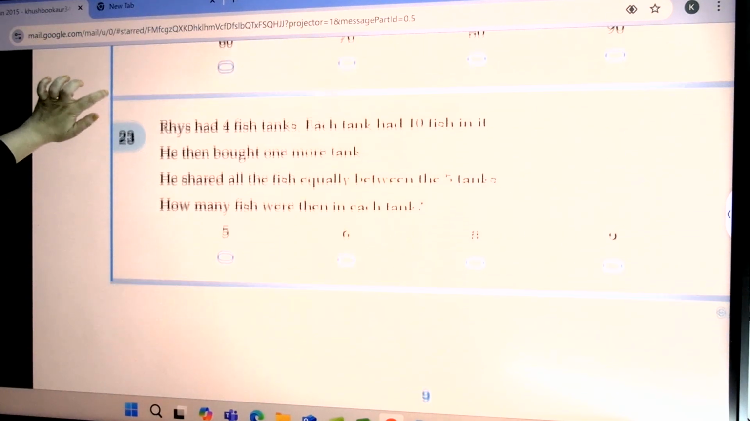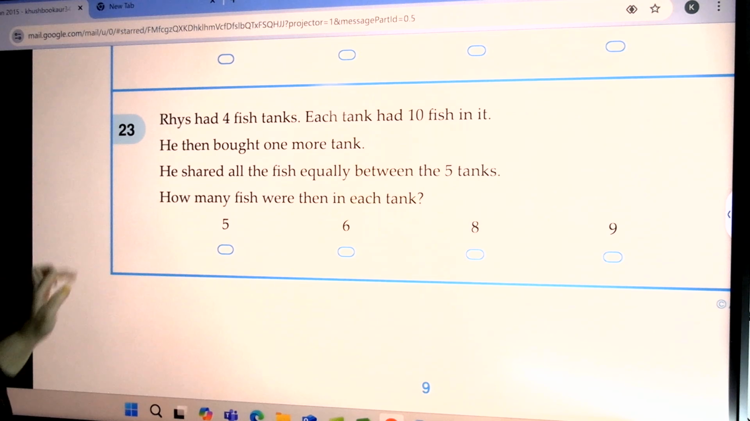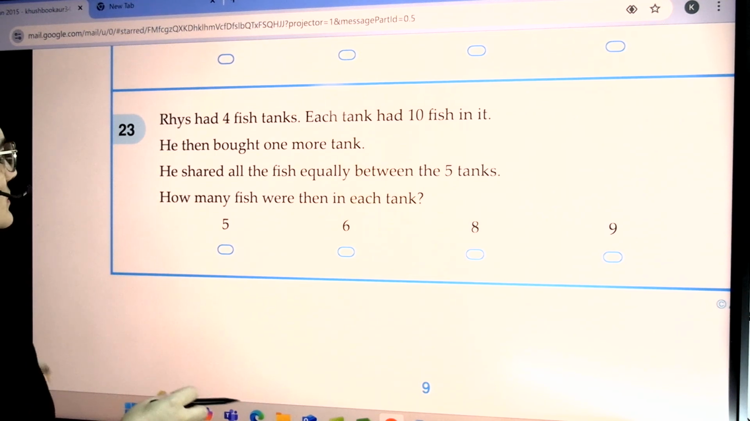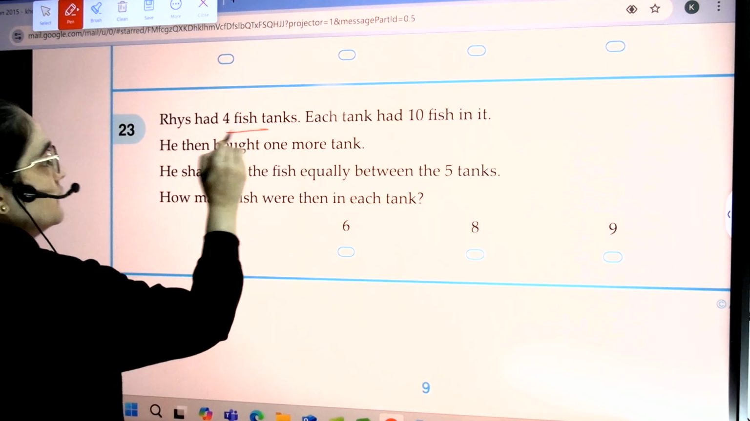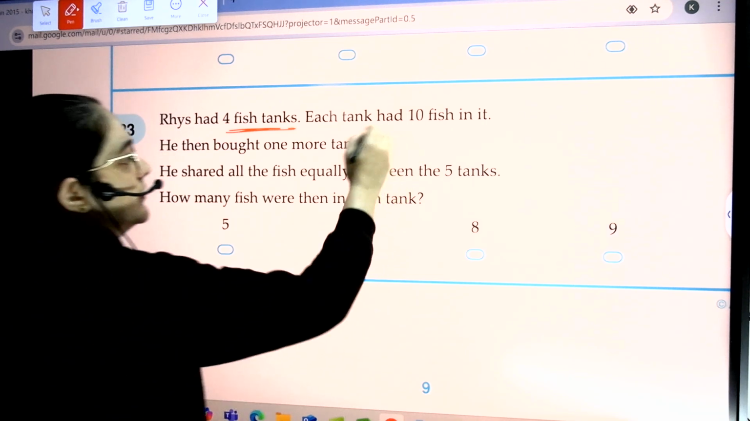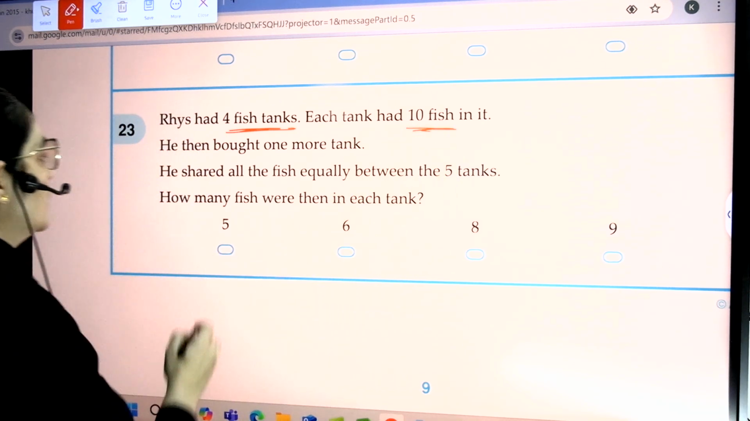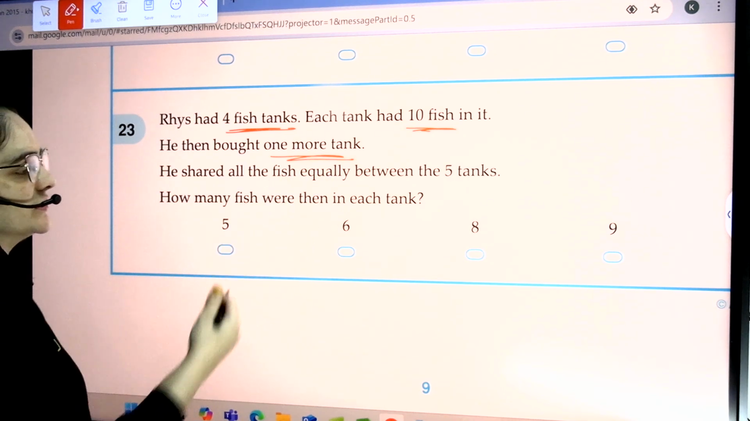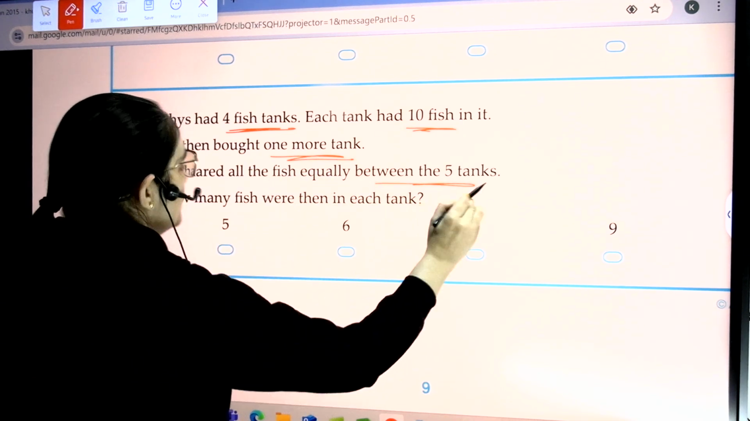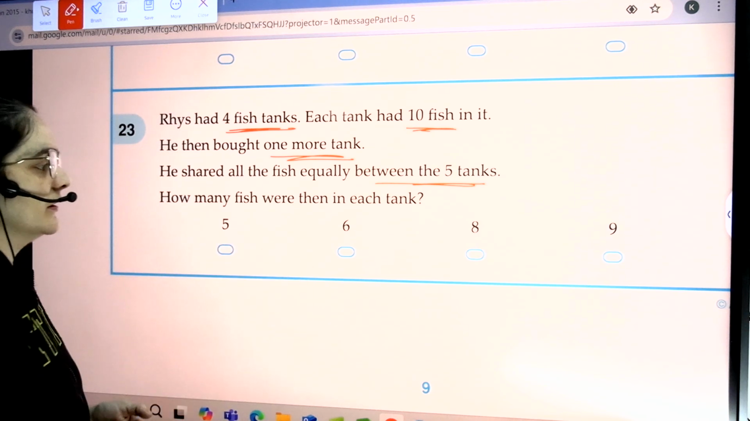Let's move on to question 23. Rice has 4 fish tanks. Again, pay special attention to all the numbers given in the question. 4 fish tanks. Each tank had 10 fish in it. Then he bought one more tank. He shared all the fish equally between 5 tanks. How many fish were there in each tank?